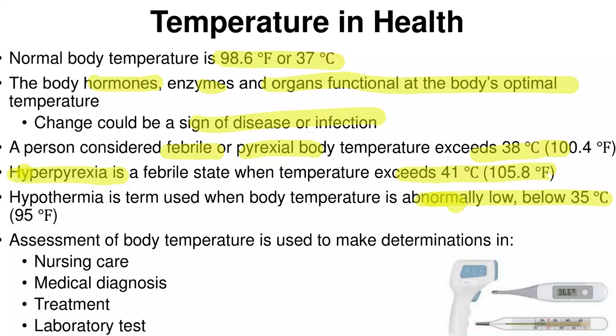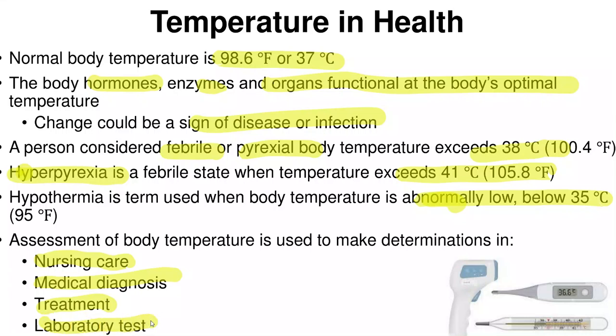So assessment of body temperature is used in the determination of the following. Number one, nursing care. I have kids at home, and one of the ways I know they're sick is when I look at their body temperature and it goes high. Then medical diagnosis, what is wrong with them, treatment, and finally, laboratory tests.